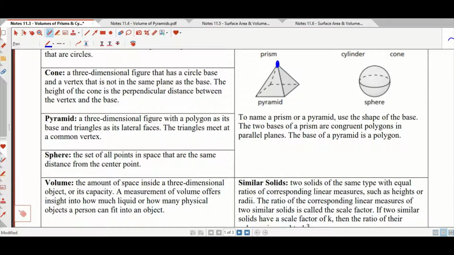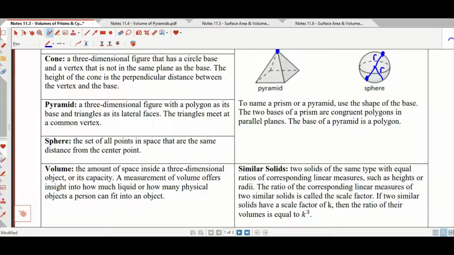A sphere is the set of all points in space that are the same distance from a center point. So all of the points on the outside of this sphere are r away, the radius away. Just like a circle, but three-dimensional. A volume is the amount of space inside of a three-dimensional object, or its capacity. A measurement of volume offers insight into how much liquid or how many physical objects a person can fit into an object.